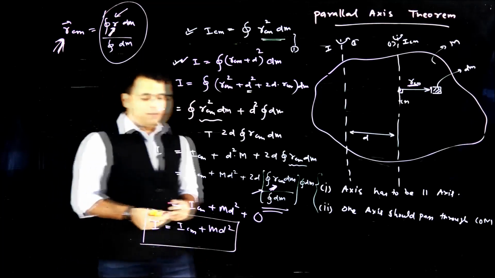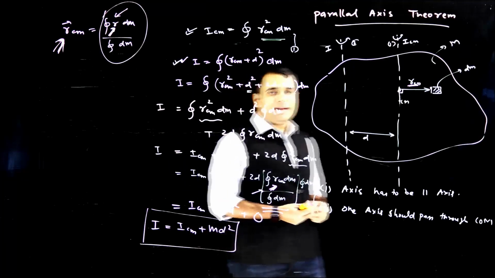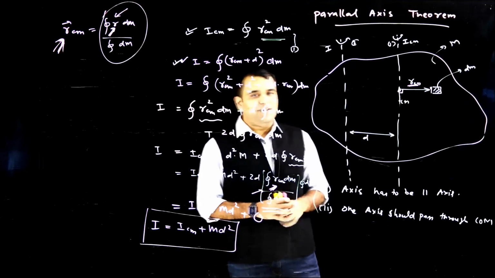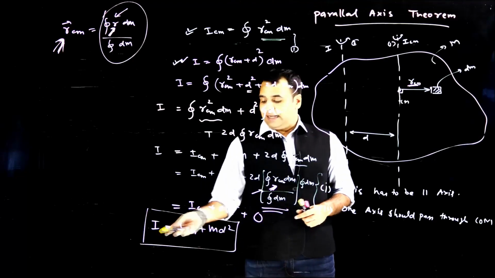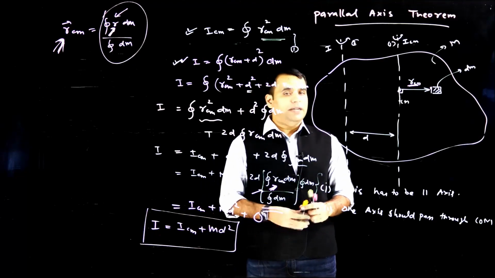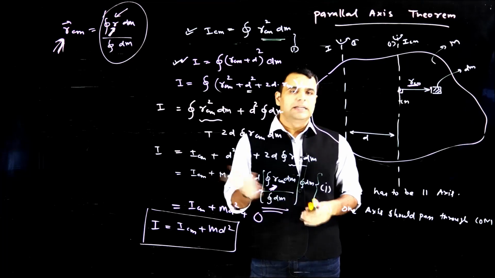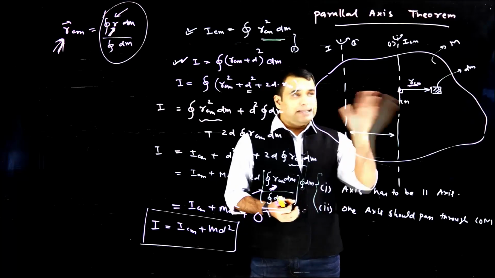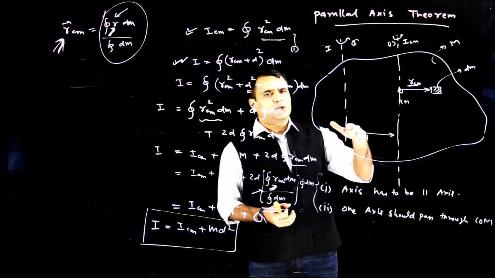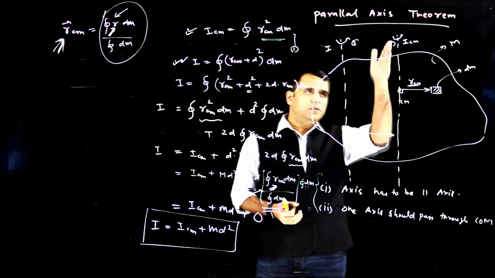That becomes the formula. So this is your parallel axis theorem. In this theorem, we get the relationship between two moments of inertia: one which is I, and second which is ICM. This ICM is the moment of inertia for the body about the axis passing through the center of mass, and I is the moment of inertia of the same body about an axis which is not passing through the center of mass, but which is parallel to this ICM.